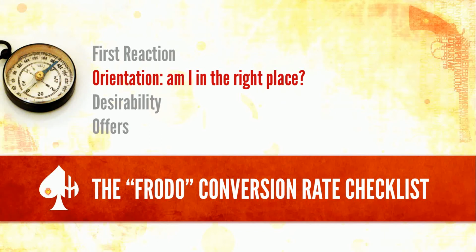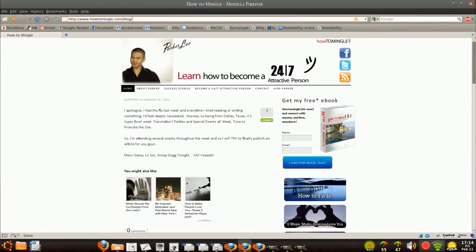Orientation is about the question, am I in the right place? And this has to do with where your prospect actually thinks he is. In this case, orientation element here right at the top, nice and easy to see. Learn how to become a 24/7 attractive person. That's pretty clear. So if I've come here looking for information on that kind of topic, I'm certainly feeling like I'm in the right place right now, and even if I've come here not knowing anything about the place, I now have a good idea of where I am. So that's looking good.